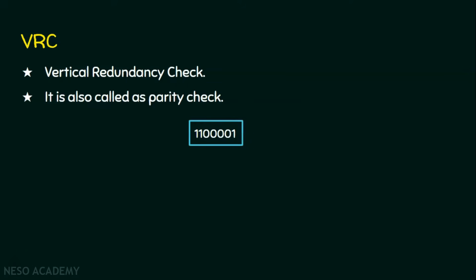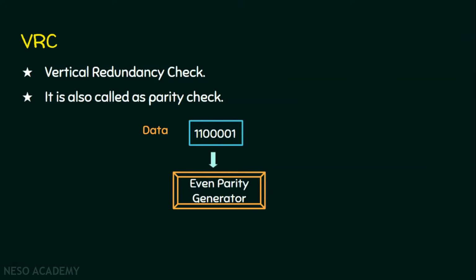Suppose this is the data that we would like to send to the receiver. In other words, let this be the data the sender generates. It is of 7 bits, 1100000, and this is the data that is generated by the sender. Now this data is given to the even parity generator. An even parity generator accepts this data and generates a parity bit. Now what does this even parity generator do after accepting this data? It checks for the number of ones in the data.